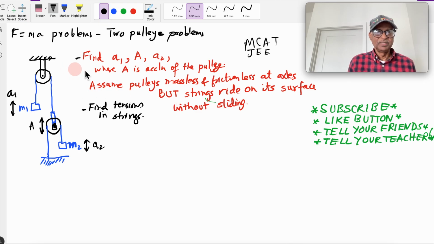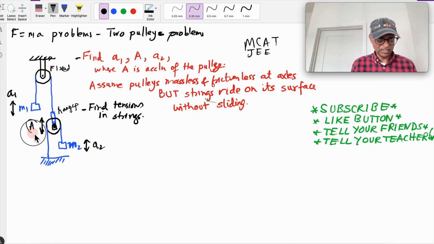So this pulley is self-explanatory. This pulley can move. This one is fixed. It's not moving anywhere, but this is actually hanging. So this can move around. It will have its own acceleration. I'm going to use capital letter A for its acceleration. And this one can accelerate up or down, and I'll use letter A1 for it. And this one can go up and down too.